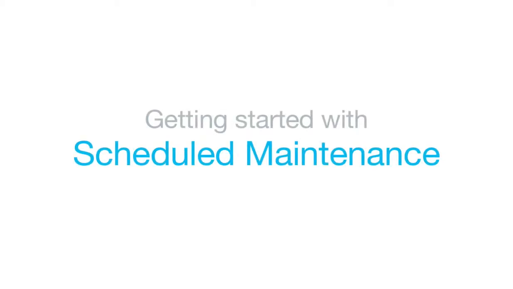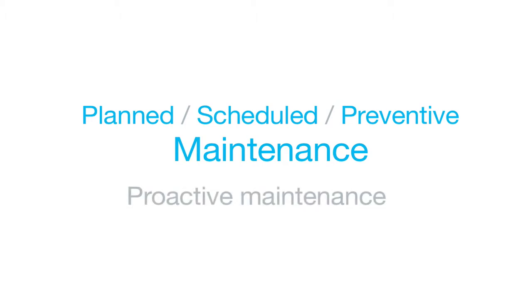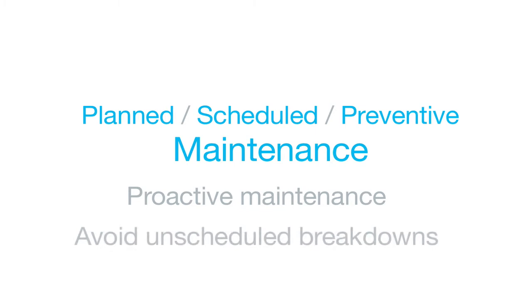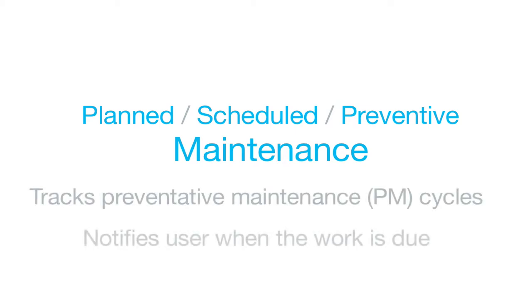In this video, we're going to create a PM with a few easy steps. Planned, scheduled, or preventive maintenance is performed to ensure that assets are reliable and running as smoothly as possible by proactively performing maintenance before a fault occurs, thus avoiding any unscheduled breakdowns and downtime. Your CMMS comes with an advanced PM scheduling feature that tracks preventive maintenance cycles and notifies the user when the work is due.